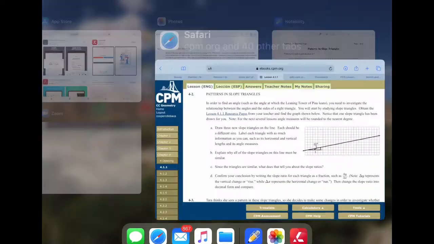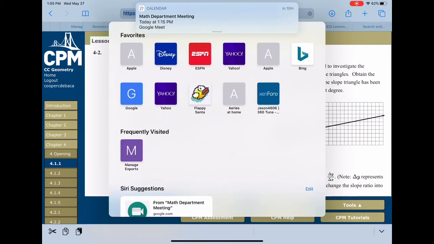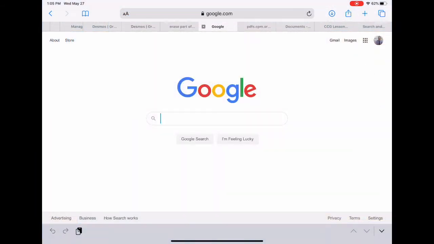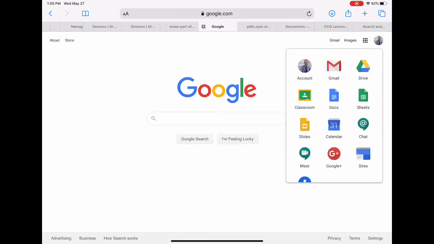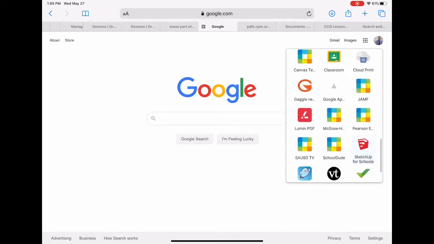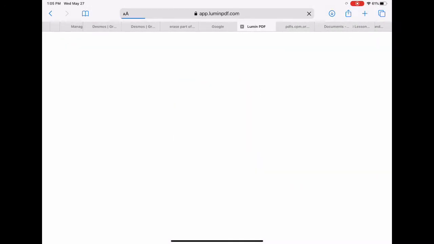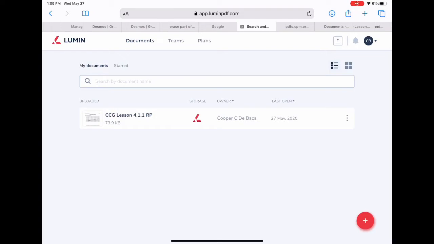For you, on your Chromebook, you also have an option to draw on PDFs. And so if you go to Google, so here you are at google.com, and you log in with your SAUSD Learns account, and next to your image, you click the waffle to get this menu. If you scroll all the way down, you should see Lumen PDF right here. And so click Lumen PDF, and then you're also going to log into this with your SAUSD Learns Google account. Once you've done so, you can hit the plus button.